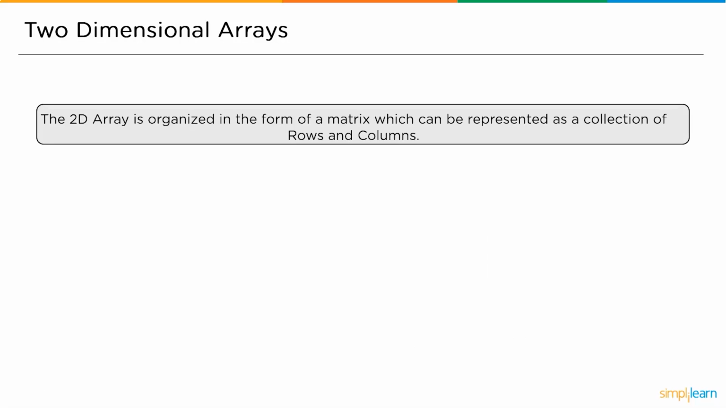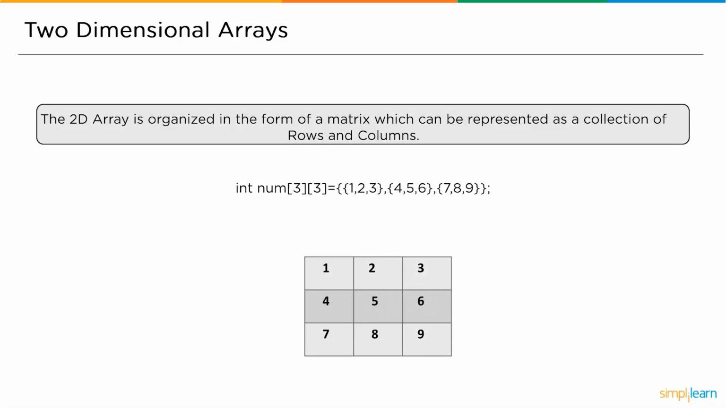So first we have the two-dimensional arrays. The 2D array is organized in the form of a matrix, which can be represented as a collection of rows and columns. Here is the example. As you can see on my screen, we have 3 columns and 3 rows. We have 2 subscripts that define the number of rows and the number of columns and the elements in each row. So 1, 2, 3 constitutes the first row, 4, 5, 6 constitutes the second row, and 7, 8, 9 will be the third row.